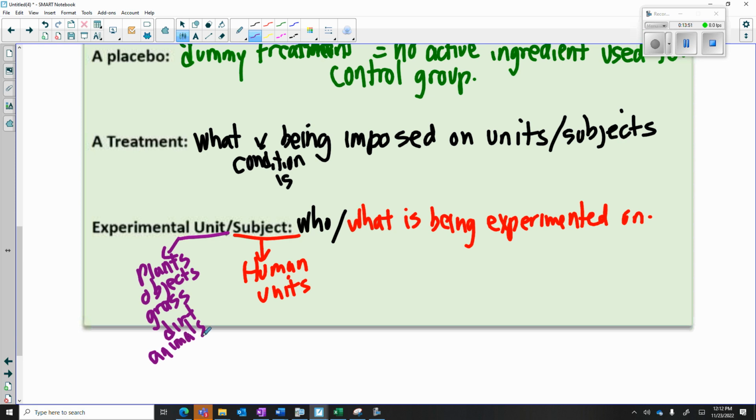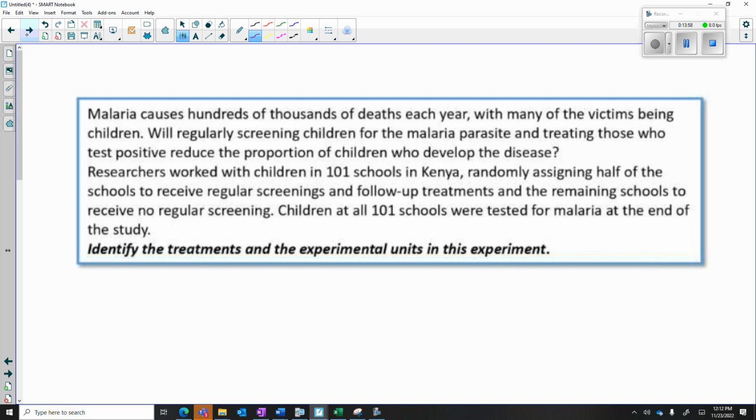Okay? So this is a lot of vocabulary, but we're going to refer to all of it soon. So here's an example. Malaria causes hundreds of thousands of deaths each year, with many of the victims being children. Will regularly screening children for malaria parasite and treating them who test positive reduce the proportion of children who develop malaria? Researchers work with children in 101 schools in Kenya, randomly assigning half of the schools to receive regular screenings and follow-up treatments and the remaining schools to receive no screenings. Children at the 101 schools were tested for malaria at the end. So it says identify the treatments and the units, okay?